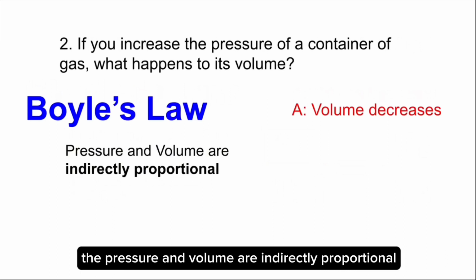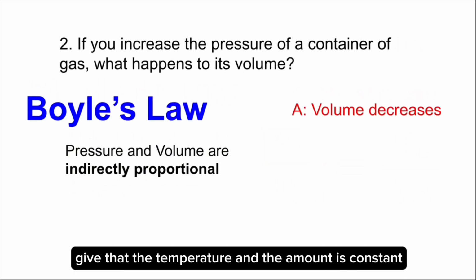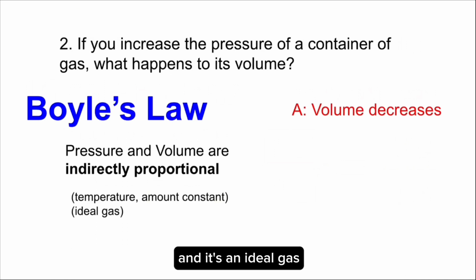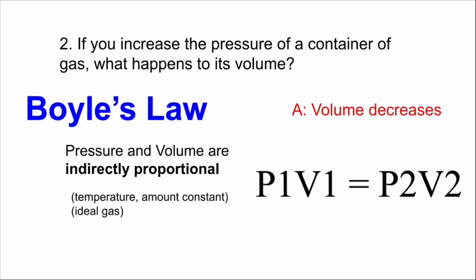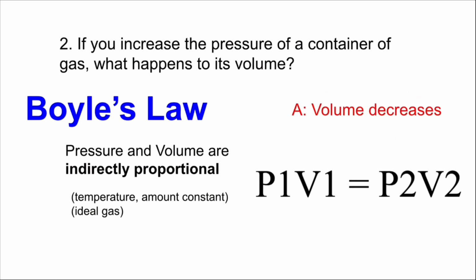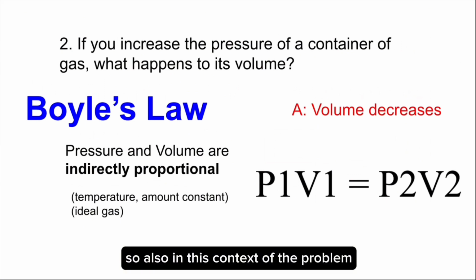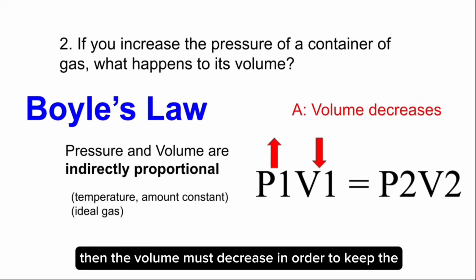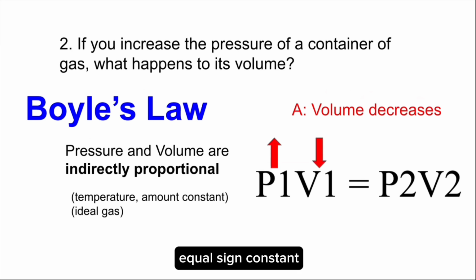Boyle's law says that pressure and volume are inversely proportional, given that the temperature and the amount is constant, and it's an ideal gas. Writing this in formula, we get P1 V1 equals P2 V2. Also in the context of this problem, since the pressure increased, the volume must decrease in order to keep the equal sign constant.